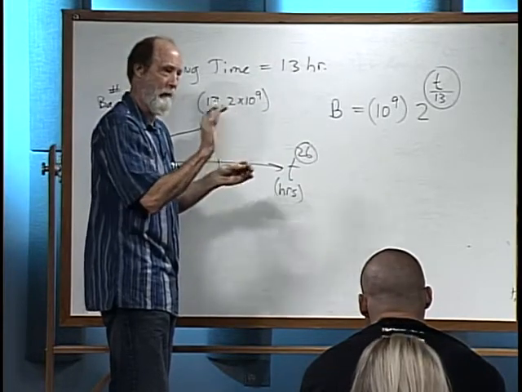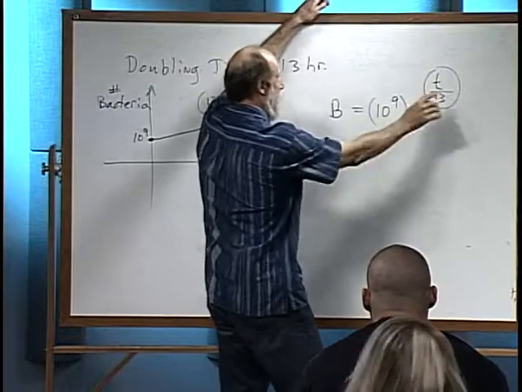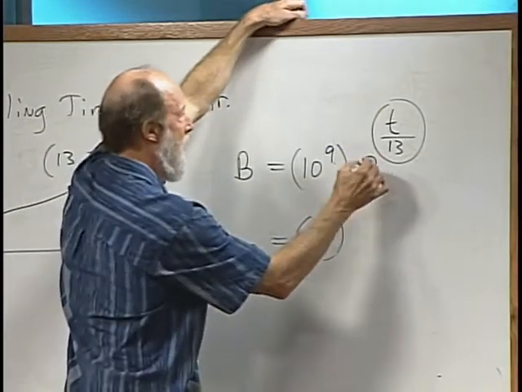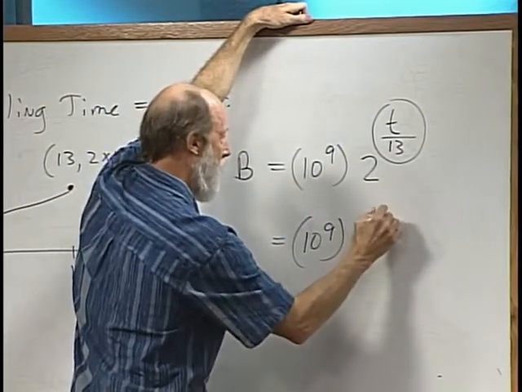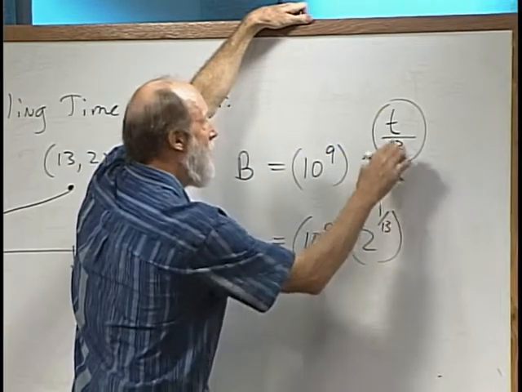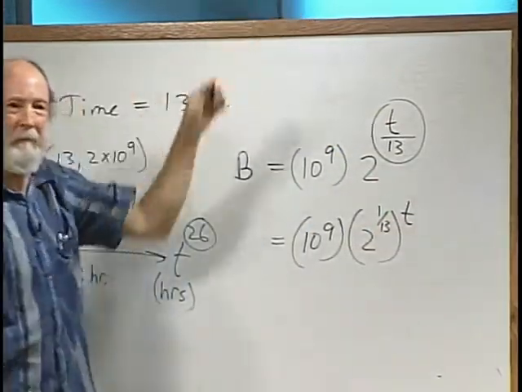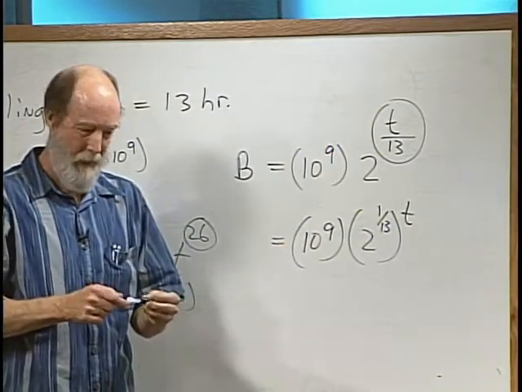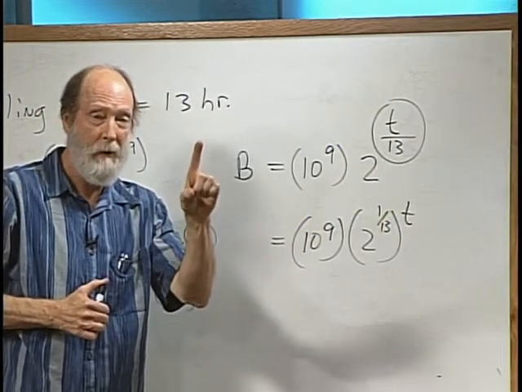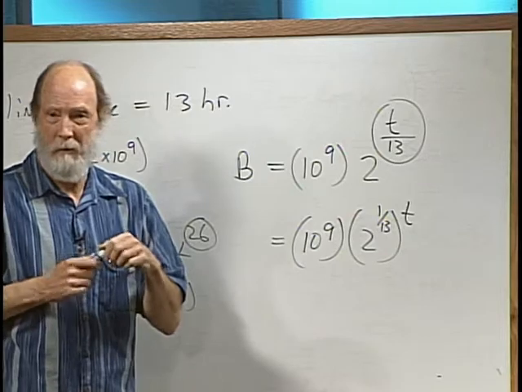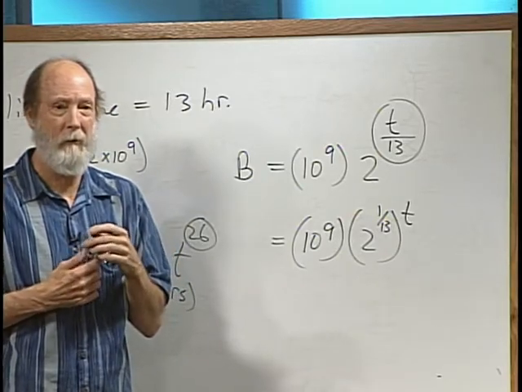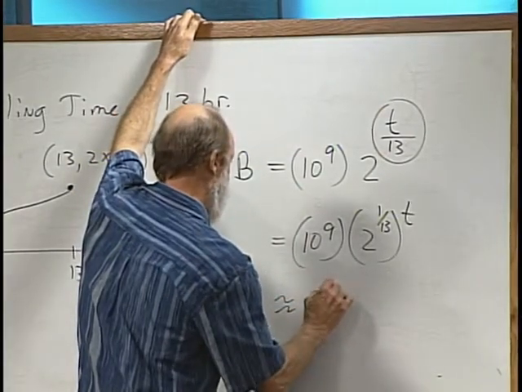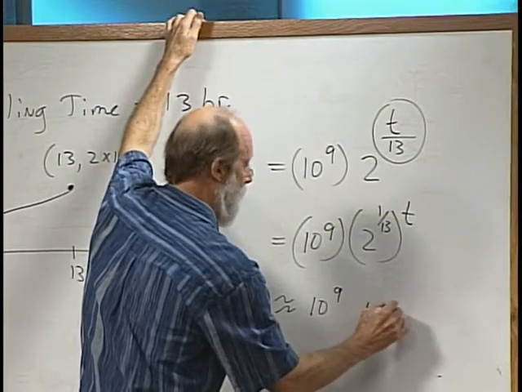In the next class session, I'm going to show you another way to do it. So here's a model. Now watch this. 10 to the 9th is just a number, a billion. And then we have 2 to the 1/13th power raised to the t. Let's punch 2 to the 1/13th. It's going to be bigger than 1. What do you get? 1.05.